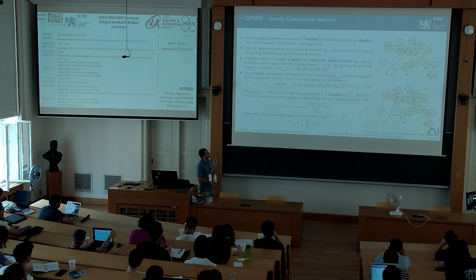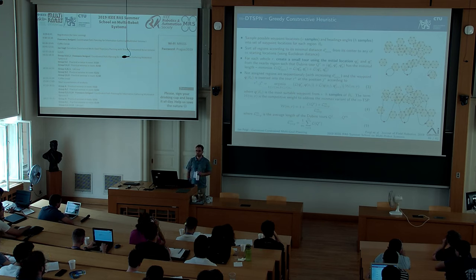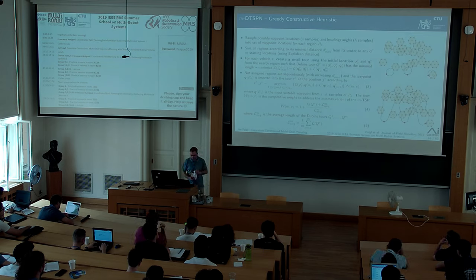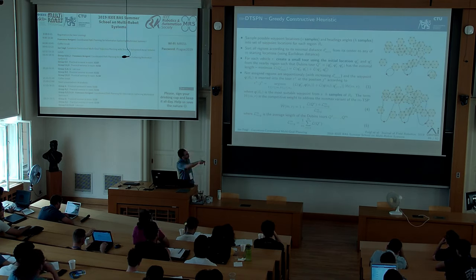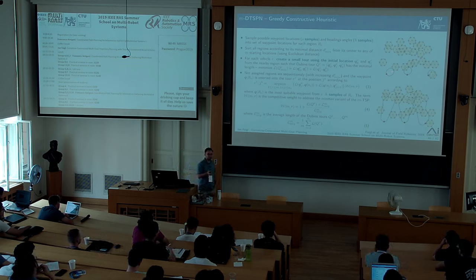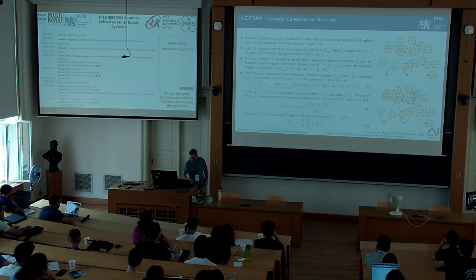The first step is that we will create a small tour. The small tour is that we need to visit just one region. So we will pick the region that is closest to the particular starting location of the particular vehicle. And from that, we will pick the location that will minimize the Dubins tour.